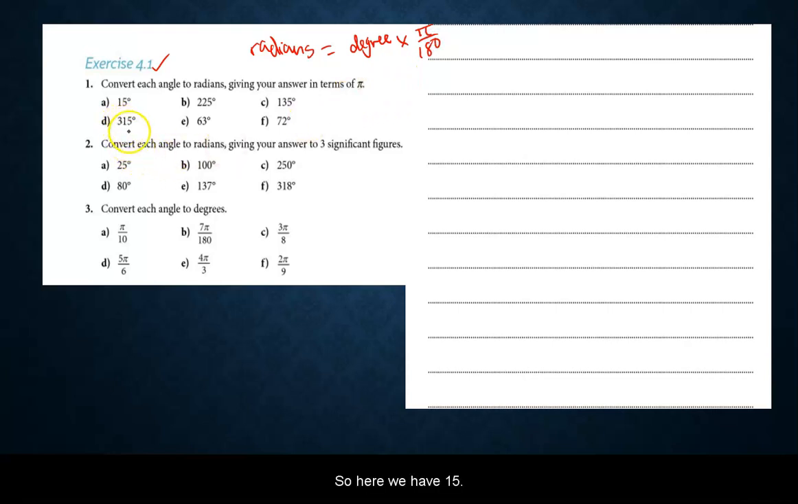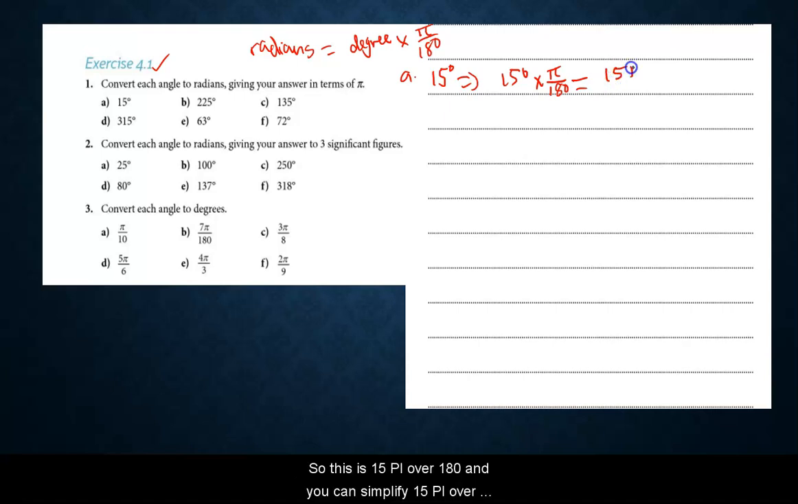So here we have 15 degrees. To solve this, we have 15 degrees multiplied by pi over 180. Just plug that in your calculator. You should be able to get 15 pi over 180. And you can simplify 15 pi over 180 to give you pi over 12.